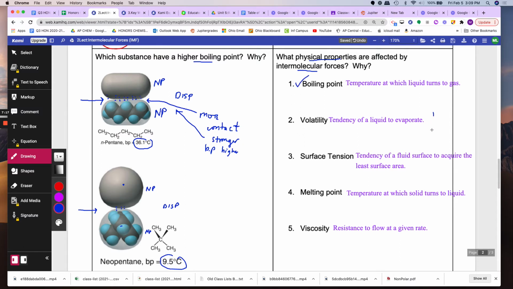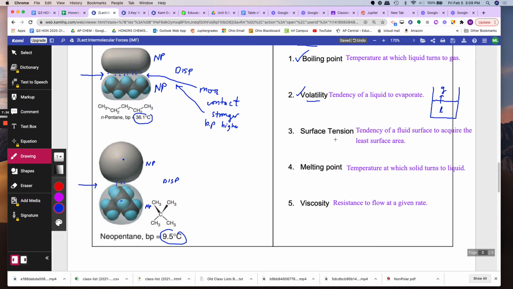Volatility is when you have something liquid and you're trying to turn it into a gas. If the force between the liquid molecules are weak, it's going to be very volatile.